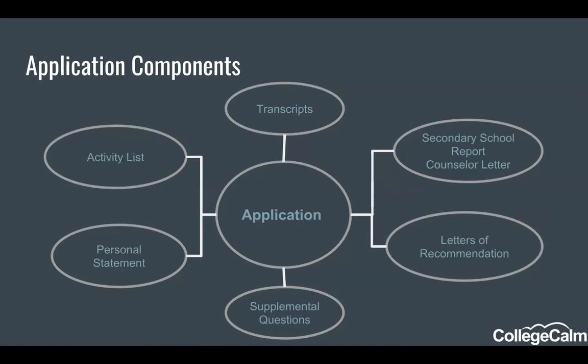But in terms of the application and what's included in it, you've got your transcripts, you've got a secondary school report that has a counselor letter, and you have a letter of recommendation. The school could ask for one or possibly two. You have the written part of the application, your personal statement. You've got supplemental questions, which are essay questions that are really particular to the institution that you're applying to. And then there's a part where you put all your activity lists and everything that you do. What we're trying to do today is talk about the side of the screen that is the secondary school report and letters of recommendation as the part that goes into your application.